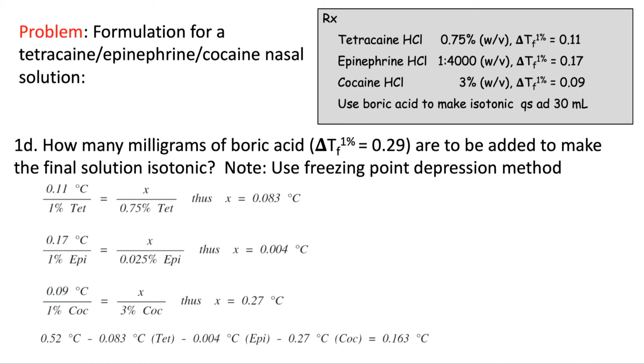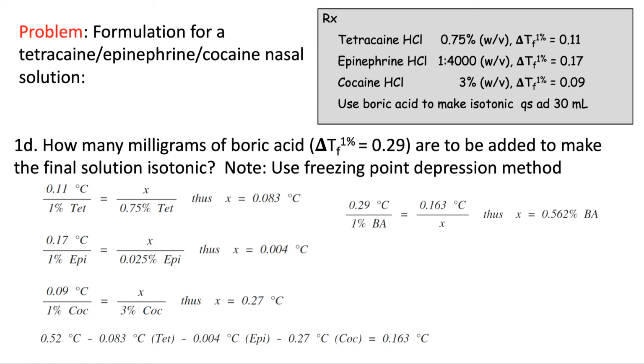So if we still need to obtain that amount of reduction in freezing point, what are we going to use to do that? We're going to use our boric acid. So let's go back and use our same sort of formula for the delta TF for boric acid and say that we were given that it produces a 0.29 degrees Celsius reduction for a 1% concentration of boric acid. We can now set that equal to the amount of reduction we need. What we need is a 0.163 degrees Celsius reduction.